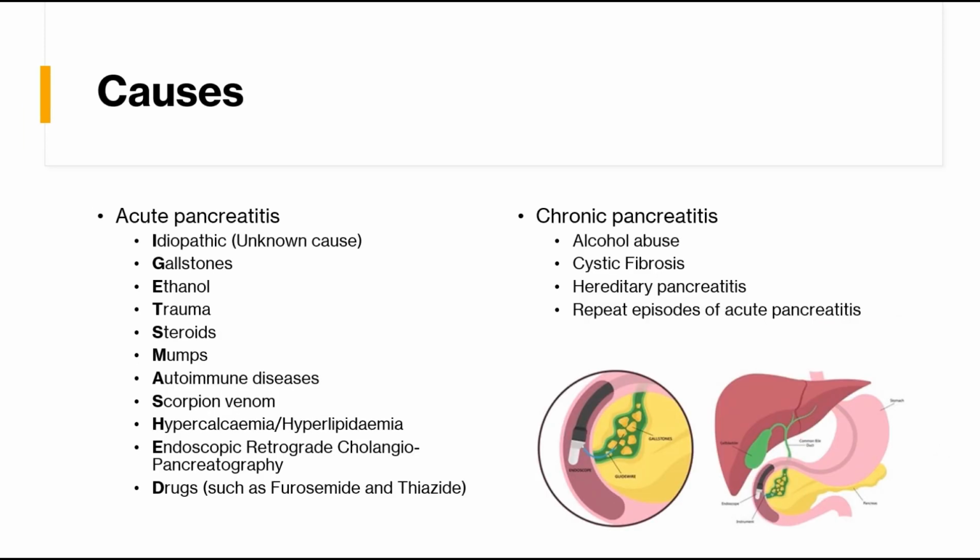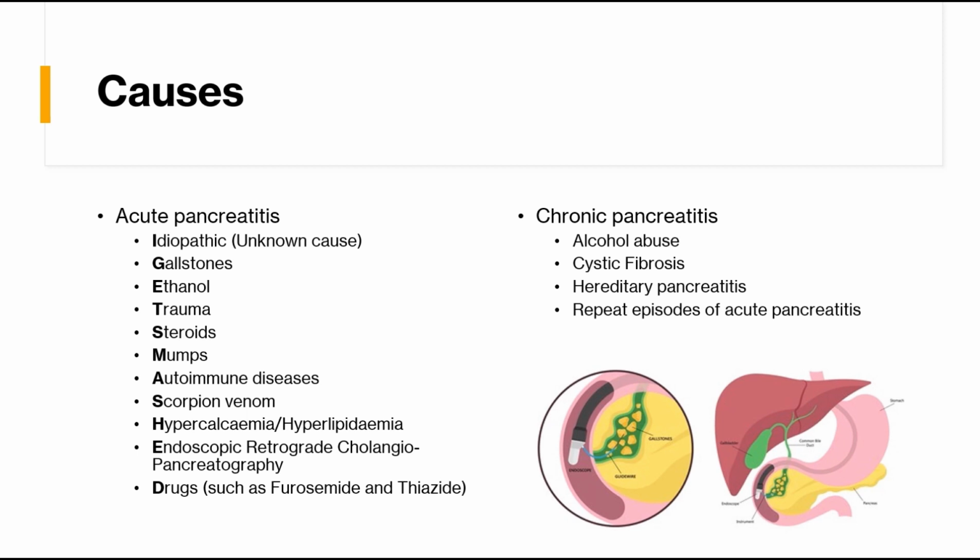The causes of acute pancreatitis can be remembered by the mnemonic I GET SMASHED, and that stands for idiopathic causes, which just means unknown causes, gallstones, which cause obstruction of the pancreatic ducts, ethanol or alcohol, which is toxic to the pancreatic cells. Things like trauma, steroids, mumps, autoimmune diseases, and scorpion venom can also cause acute pancreatitis. Hypercalcemia, which is high calcium concentration in blood, or even hyperlipidemia, which is high levels of lipids, are also associated with acute pancreatitis.